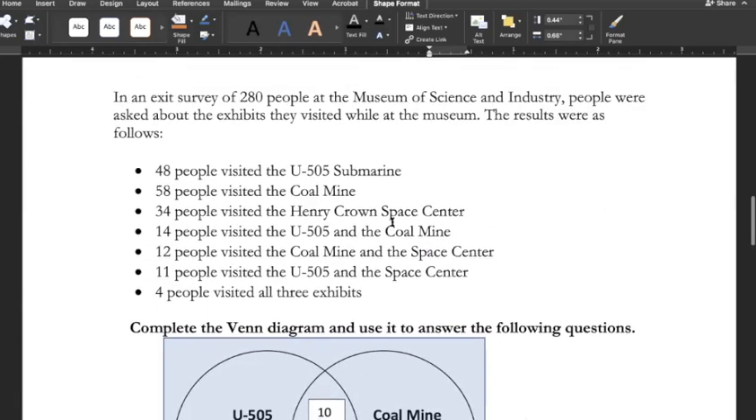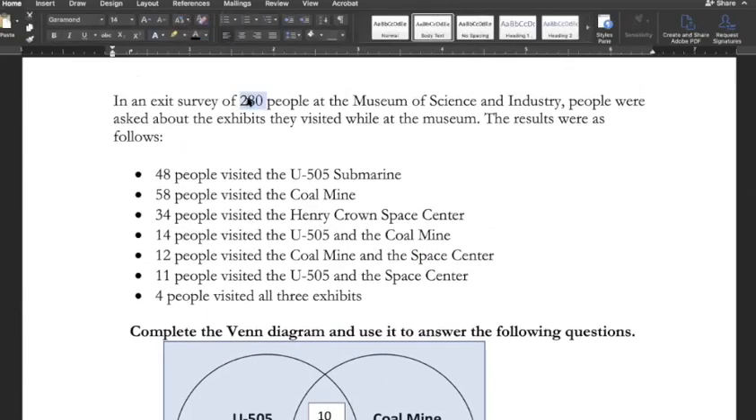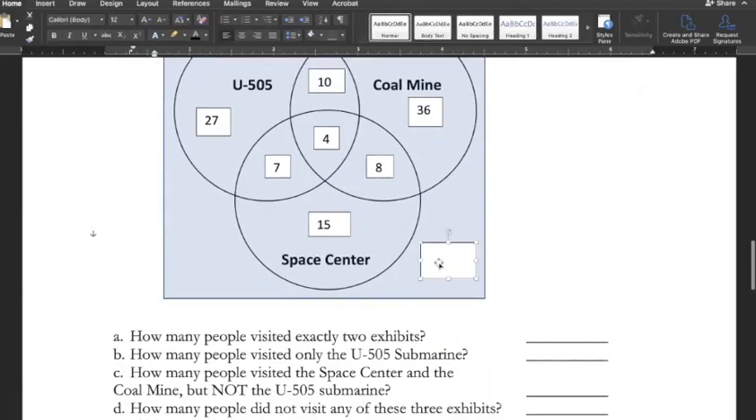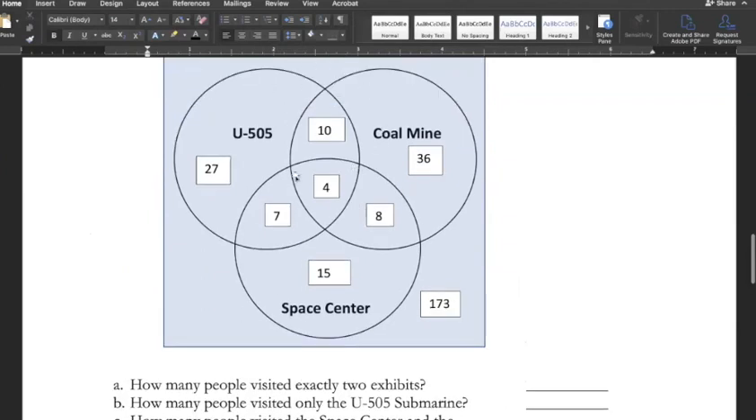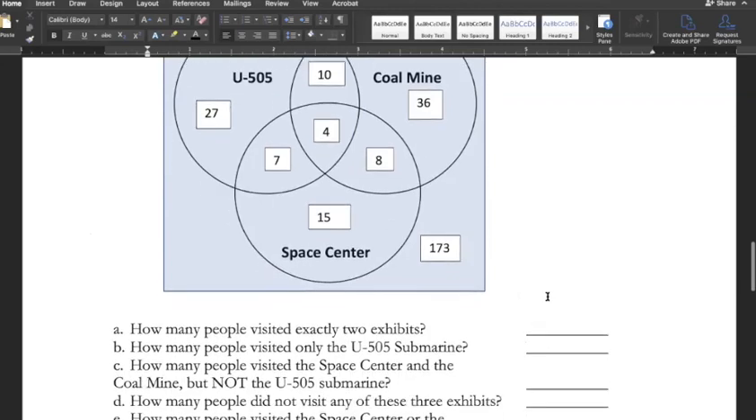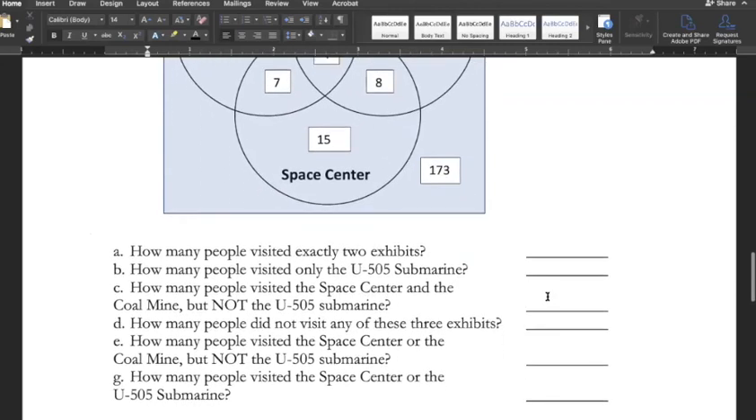There were a total of 280 people that went to the museum that day. We just counted 107 of them. That means that there are 173 people that were not accounted for that went to those other exhibits. So now if you add all these numbers together, you get a total of 280. At this point, you can then answer these questions below.